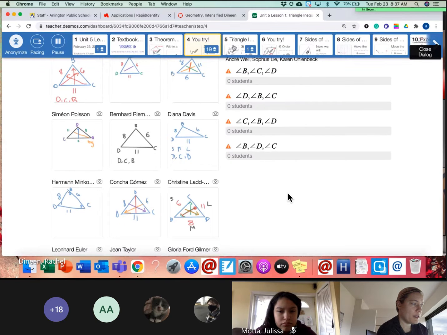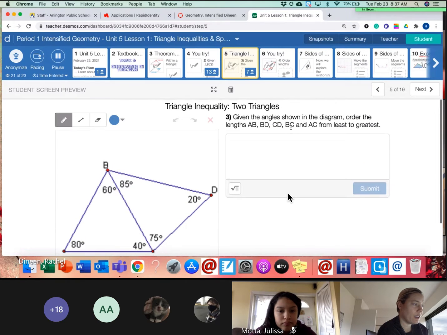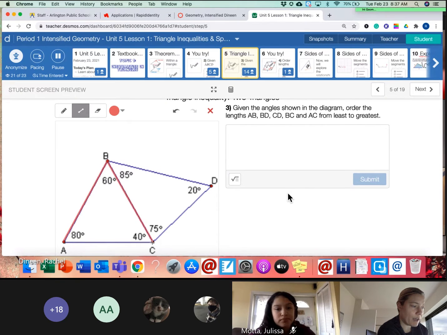All right, let's move on to slide 5. So now we're going to look at 2 triangles. Given the angles shown in the diagram, order the lengths AB, BD, CD, BC, and AC from least to greatest. So here we have 2 triangles. We are going to have to do it twice because we have 2 triangles. So I have my red triangle. And I have my blue triangle.